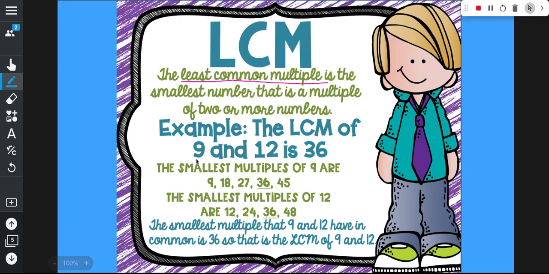So if I had a 9 and I had a 12, I would do count by 9s: 9, 18, 27, 36, 45. And I would do my count by 12s: 12, 24, 36, 48. The least or smallest number that they both have in common or share is 36. Now, where this is important is when we're trying to make fractions have the same denominator, bottom number. We want to use the LCM.